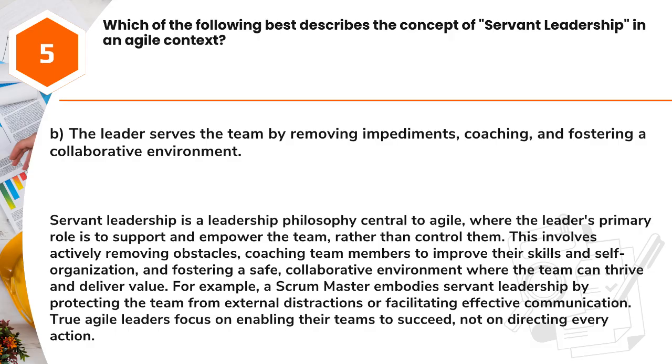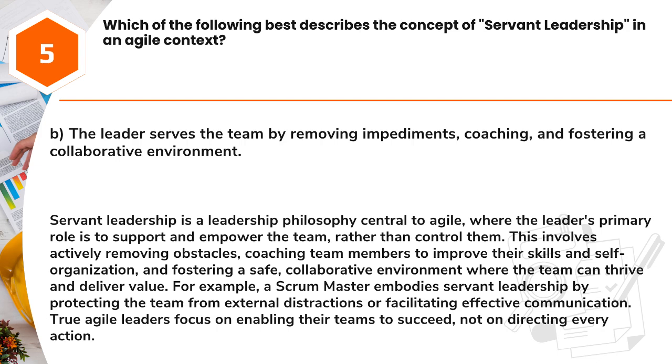Answer: B. The leader serves the team by removing impediments, coaching, and fostering a collaborative environment. Servant leadership is a leadership philosophy central to Agile, where the leader's primary role is to support and empower the team, rather than control them. This involves actively removing obstacles, coaching team members to improve their skills and self-organization, and fostering a safe, collaborative environment where the team can thrive and deliver value.